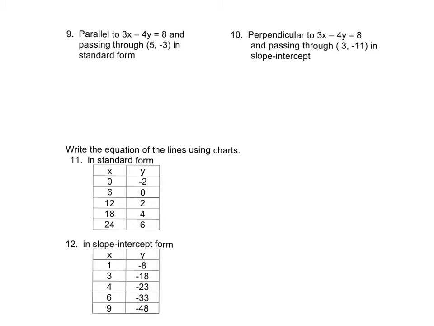Okay, we're going to finish up notes 2-2. So in number 9, we are still trying to find the equations of the lines. So on number 9, we're trying to find the equation that would be parallel to 3x minus 4y equals 8 and passing through the point (5, -3). We want it in standard form, which is ax plus by equals c.